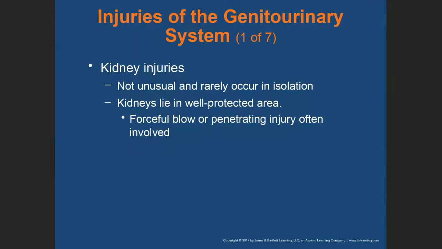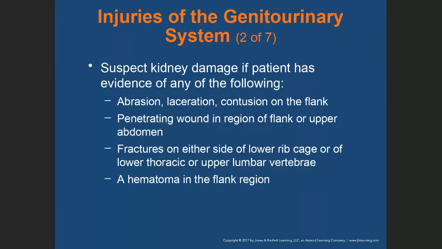Now, injuries to the genitourinary system. Kidney injuries are not unusual and rarely occur in isolation. Kidneys lie in a well-protected area. A forceful blow or penetrating injury is usually linked to these types of injuries. Suspect kidney damage if the patient has evidence of any of the following. Is there an abrasion, laceration, or contusion on the flank of the patient's body? A penetrating wound in the region of the flank or upper abdomen. A fracture on either side of the lower rib cage or lower thoracic or upper lumbar vertebrae. A hematoma in the flank region.